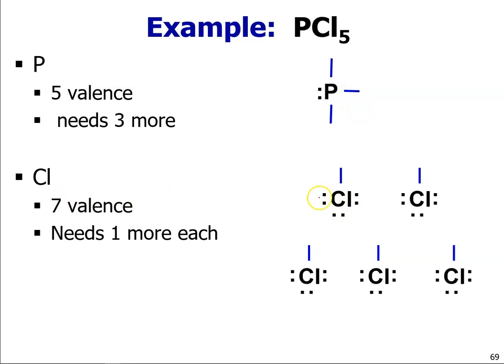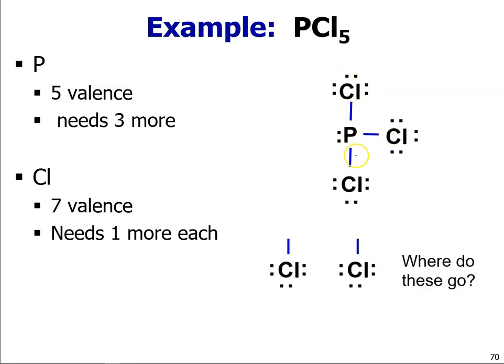We have chlorine with 7, so we have 3 lone pairs, and then 1 that needs to pair up. So we have 5 of these chlorine atoms and a phosphorus. So we can start to piece these together. We can combine those and make those bonds, but then where do the extra chlorines go?